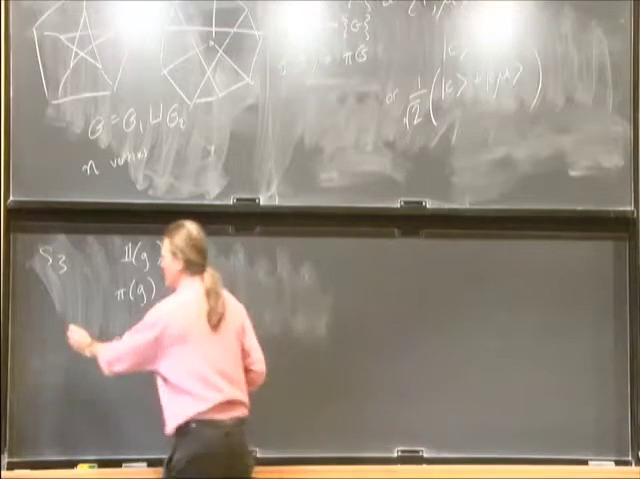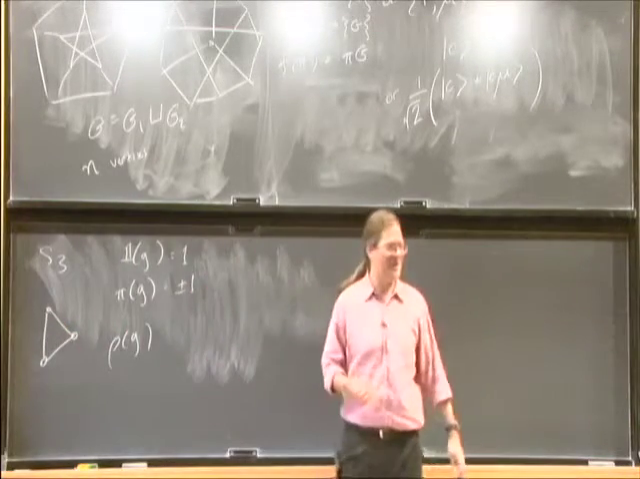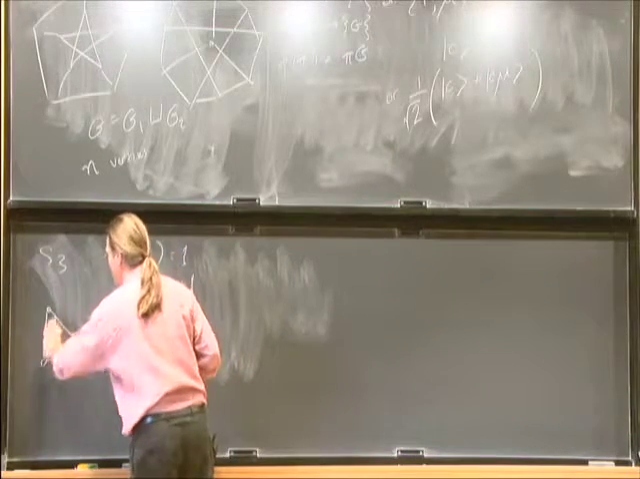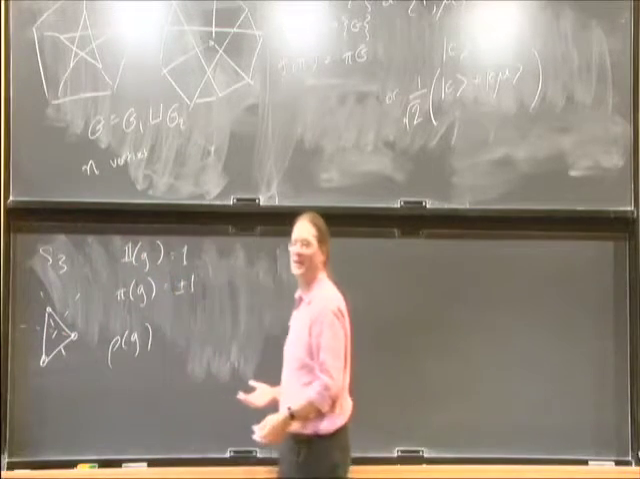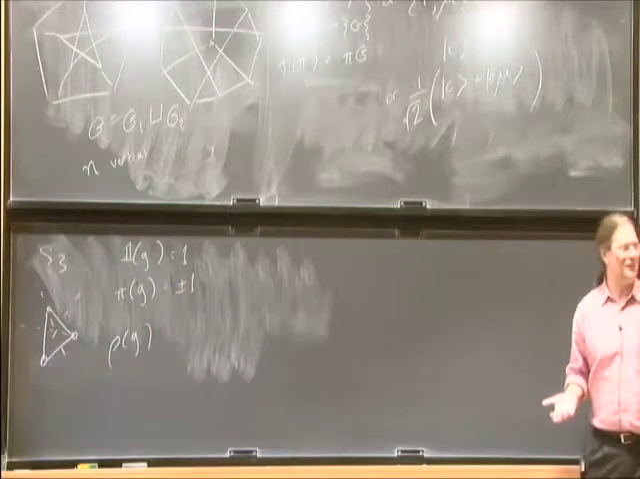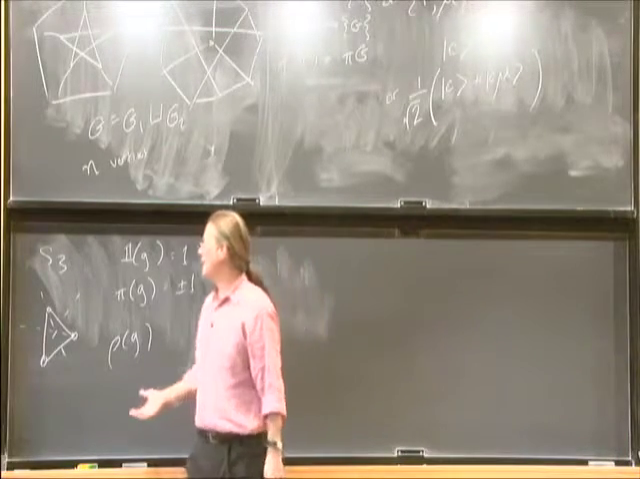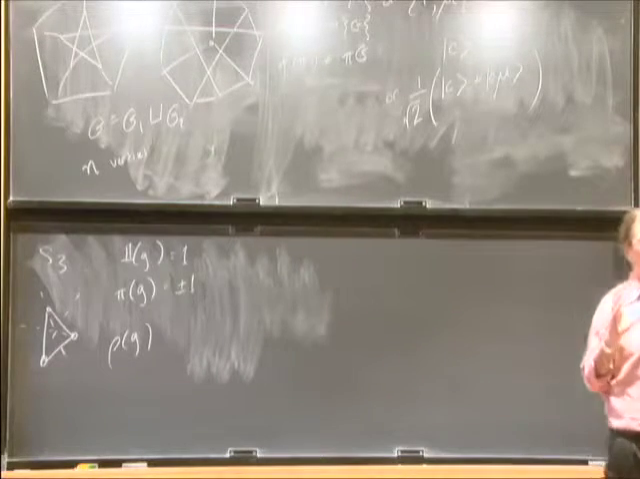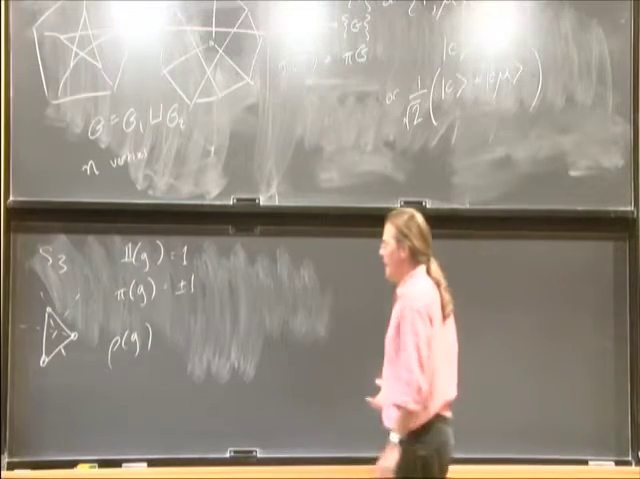So what you do is you place 3 points at the corners of an equilateral triangle, and by rotating this and reflecting around various lines, you can clearly carry out any permutation of these 3 things. In fact, this generalizes to higher dimensions. Sn has an n minus 1 dimensional representation where you permute the corners of an n simplex.